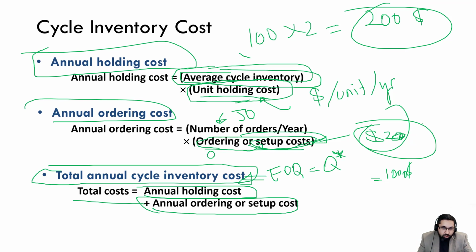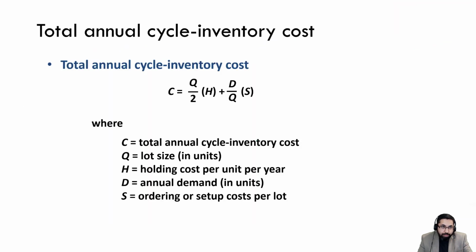So that will be your annual ordering cost. So we want to find what should be the order quantity Q that minimizes the total annual cost, which is annual holding cost plus annual ordering cost. Okay. Now, we can compute these costs.